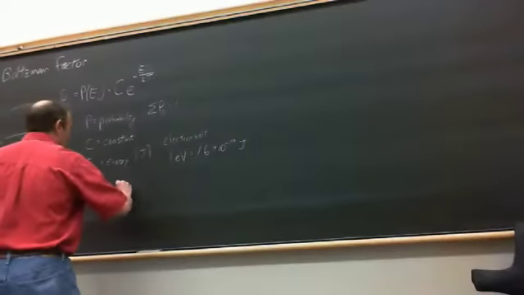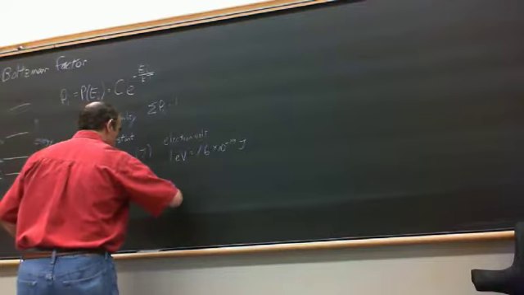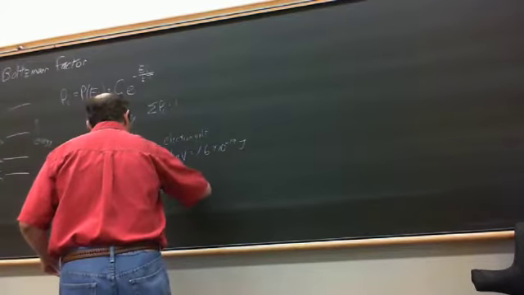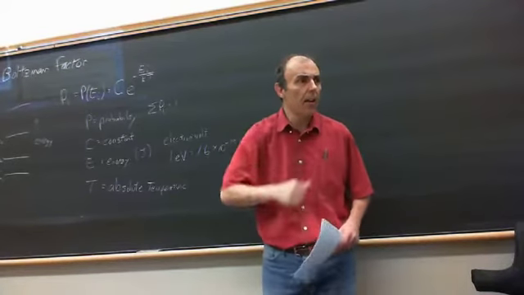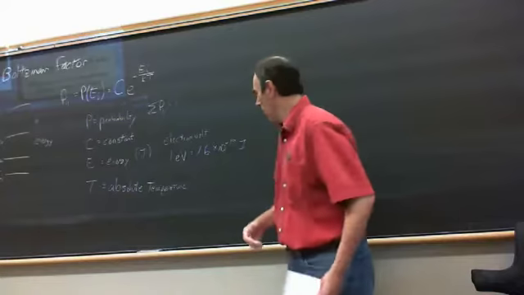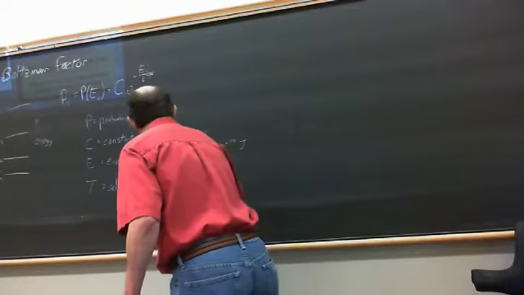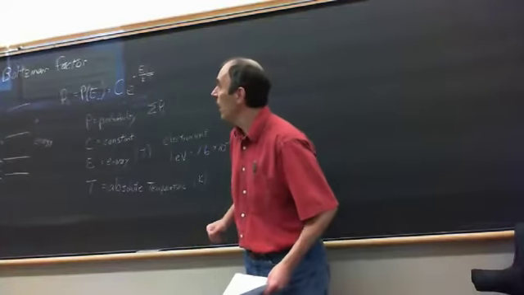All right, T. T is the absolute temperature. T is going to be in Kelvin. You have to use absolute temperature. If you use Celsius or Fahrenheit, you're going to get the wrong result.